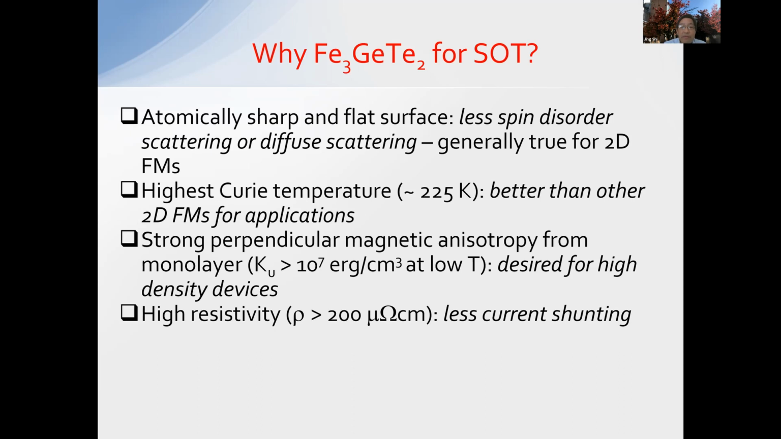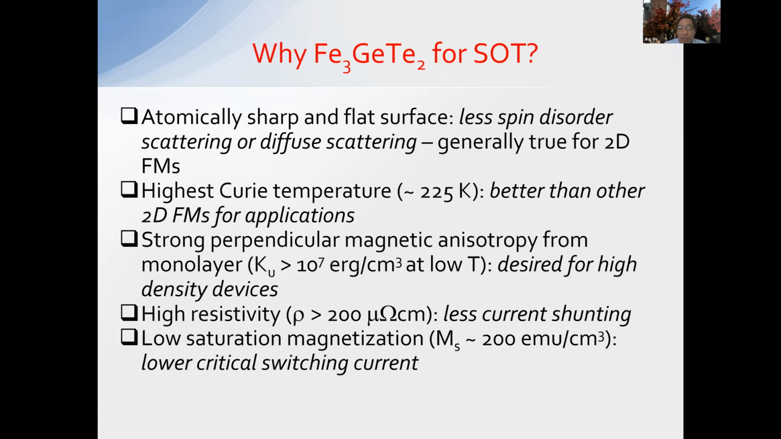So, the high resistivity for spin orbit torque purposes: high resistivity in the magnetic layer is desired because we want to use the other metal layer to create a spin current. We don't want to have a current shunting effect. And the last one, in order to achieve a low critical switching current, low saturation magnetization also helps. So low magnetization, but a strong perpendicular anisotropy.